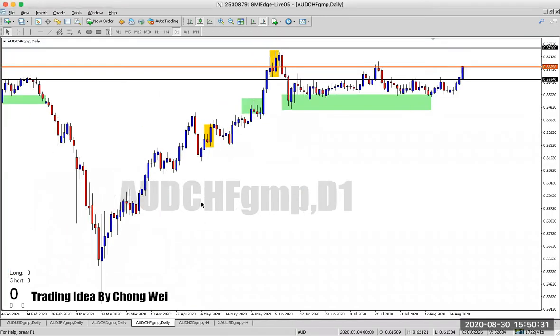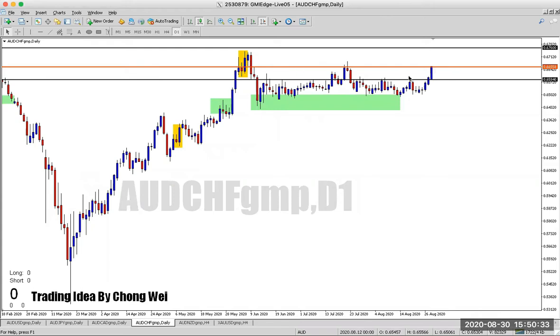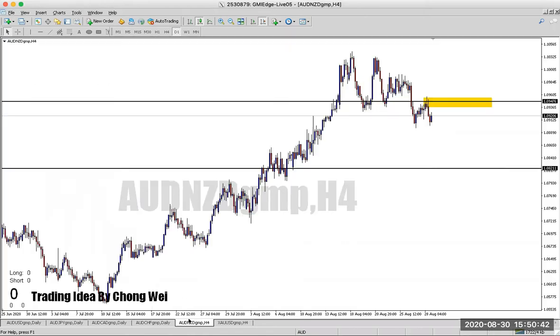Then the Aussie Swiss franc. Same thing: the market will reach our key level, so a lot of sellers will be attracted in, but I'm still looking for buys outside. As you can see, most of the Aussie pairs are in retracement for the upcoming week. For Aussie New Zealand, I'm expecting the market to come back to here to have my OFC trade, my order flow clearance trade, and I look for the downside exposure.